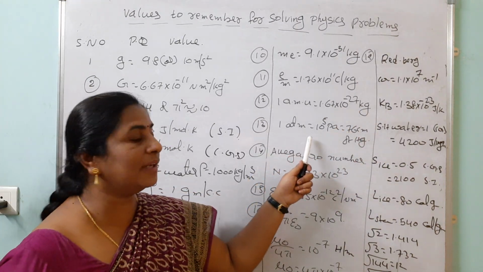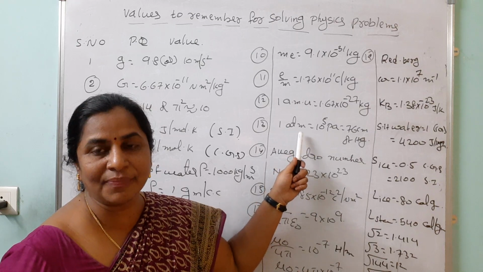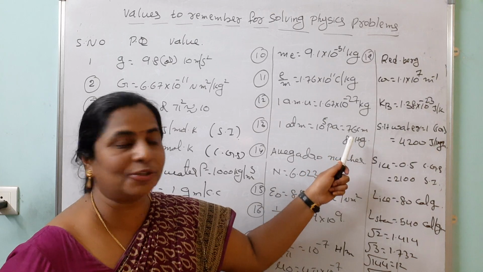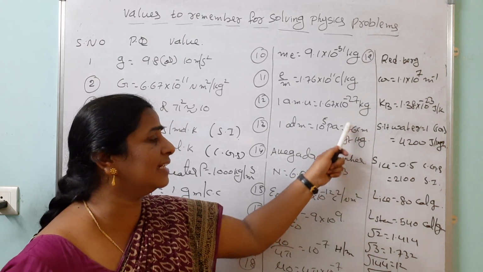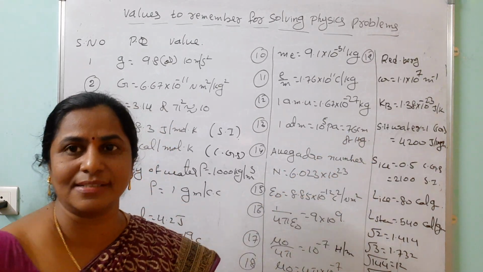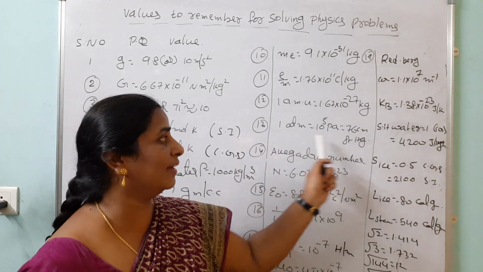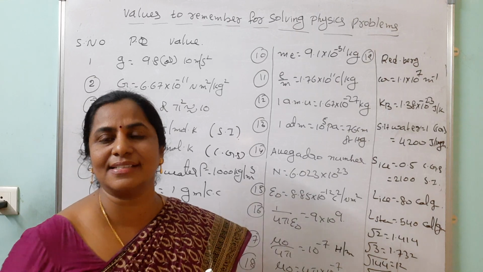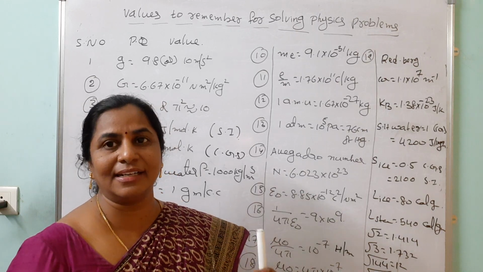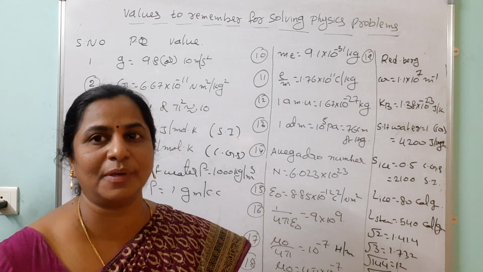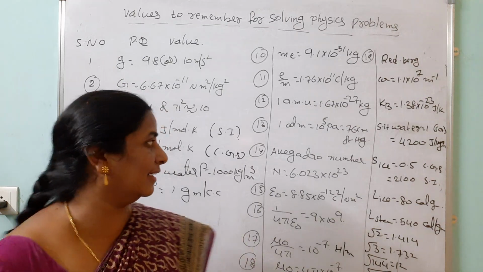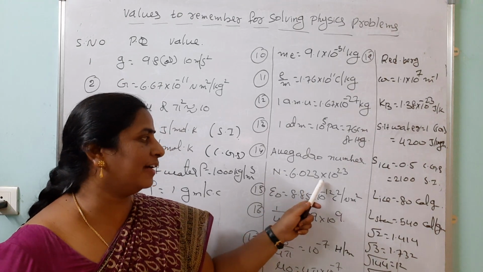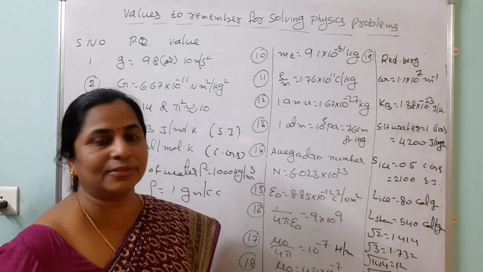Then 1 atmosphere equals, in the SI system, 10 to the power of 5 Pascal, or in terms of the CGS system, 76 centimeters of Hg. At the same time I have given the relation between all these. 1 atmosphere and the remaining readings are in terms of meters, so you must convert: 1 atmosphere equals 10 to the power of 5 Pascal. Then come to Avogadro number. In chemistry also you know very well, 6.023 into 10 to the power of 23.